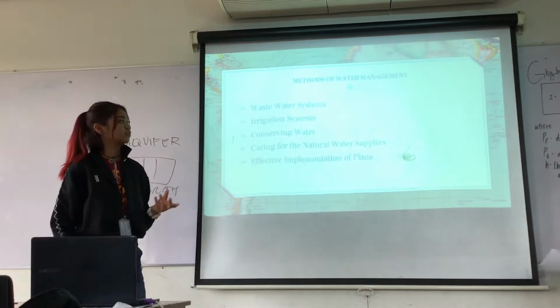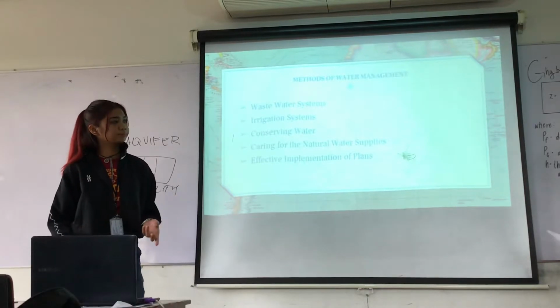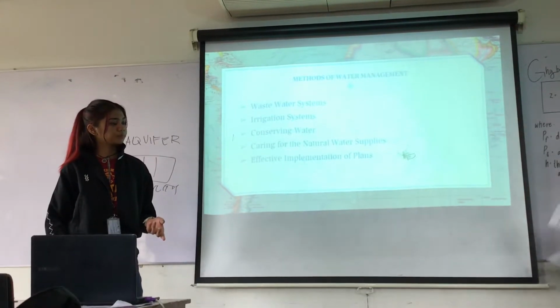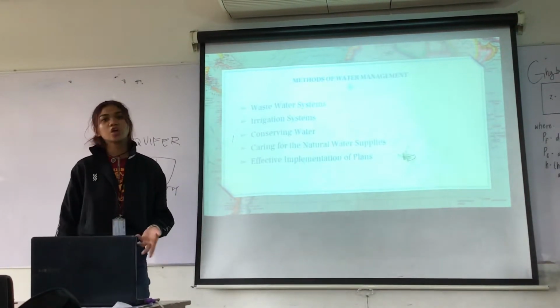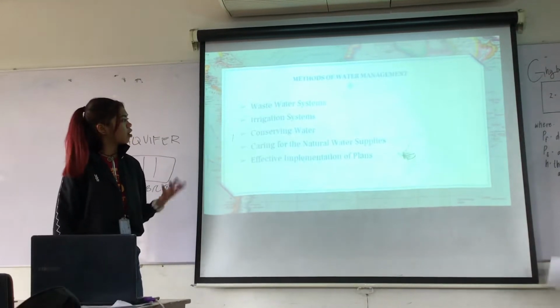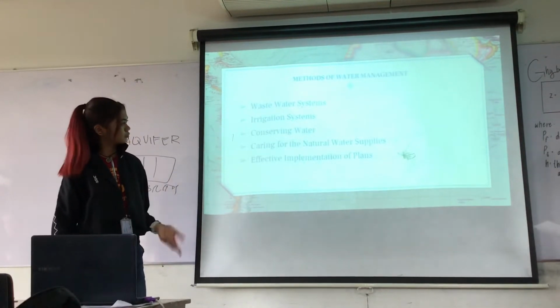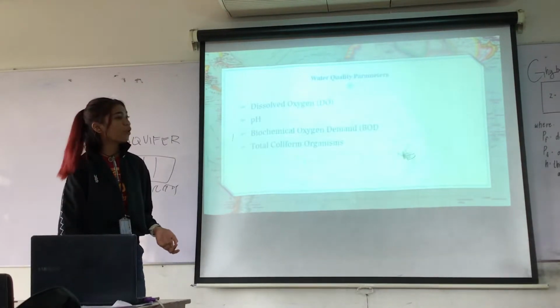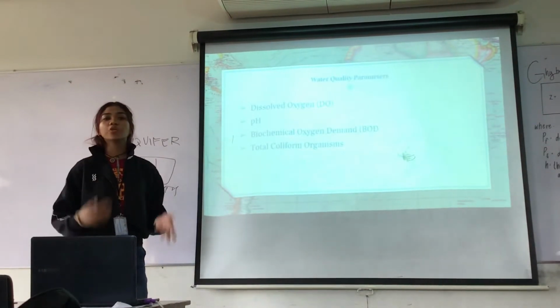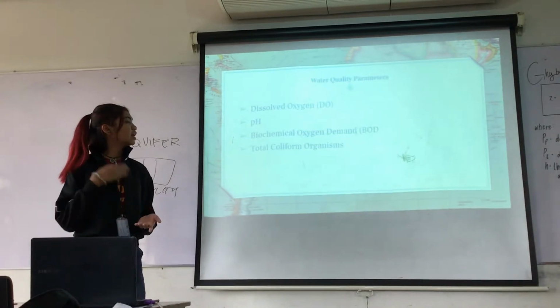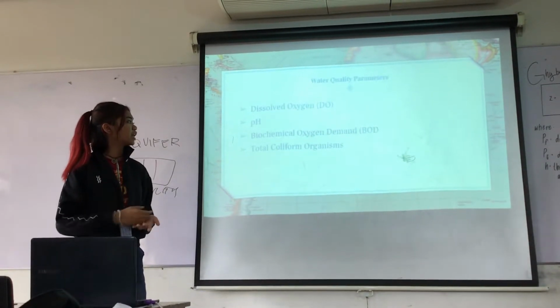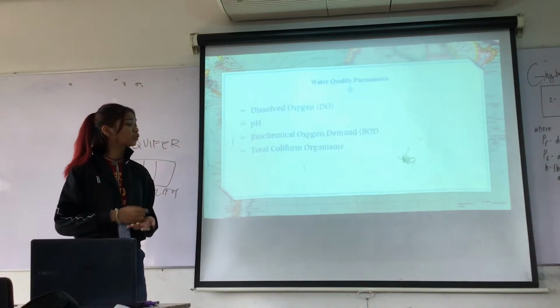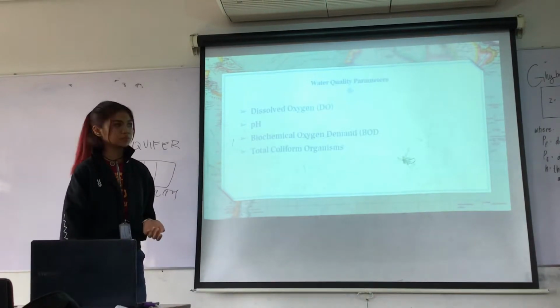And the irrigation systems are what is needed so that we could irrigate the water in our system. So next is the water quality parameters. In water quality, we need to determine the dissolved oxygen, pH, biochemical oxygen demand, and total coliform organisms.